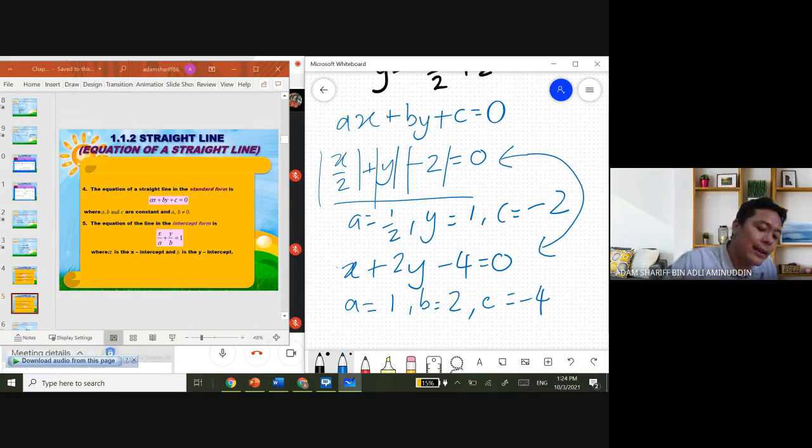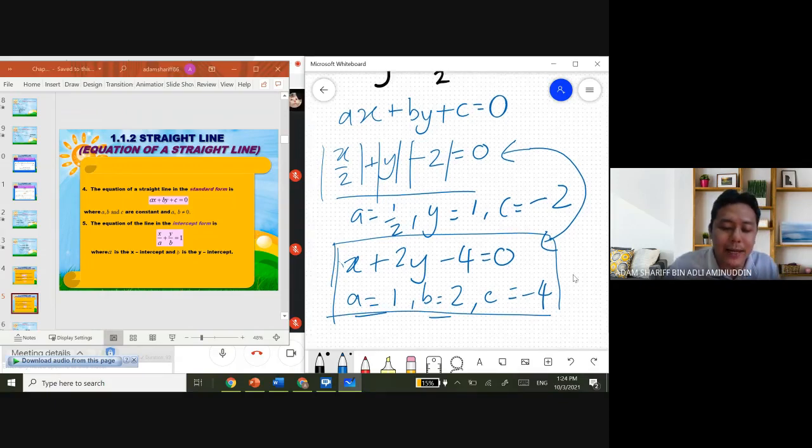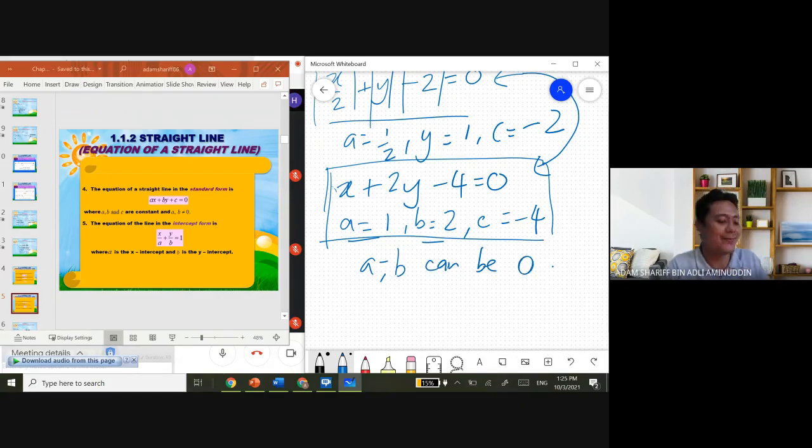So, the safe bet when I do some internet search, they define a standard form to be this way. But interestingly, A and B can be 0. Kenapa A and B can be 0? Kenapa, what is the point of the standard form?